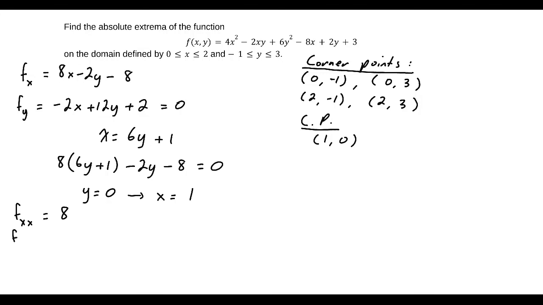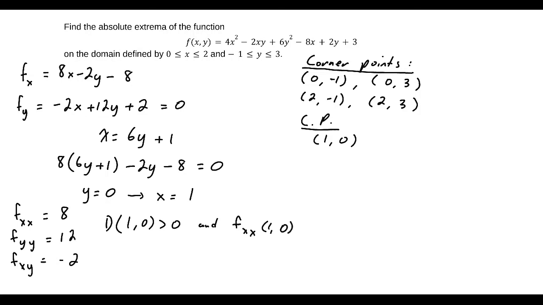So I'm going to add to my list of derivatives over here, fxx, which is equal to 8, fyy, which is equal to 12, and fxy, which is equal to negative 2. Putting this information together, D of 1, 0 is greater than 0, and fxx evaluated at 1, 0 is greater than 0, which means that the point 1, 0 is a local minimum. Now, we want the absolute extrema.